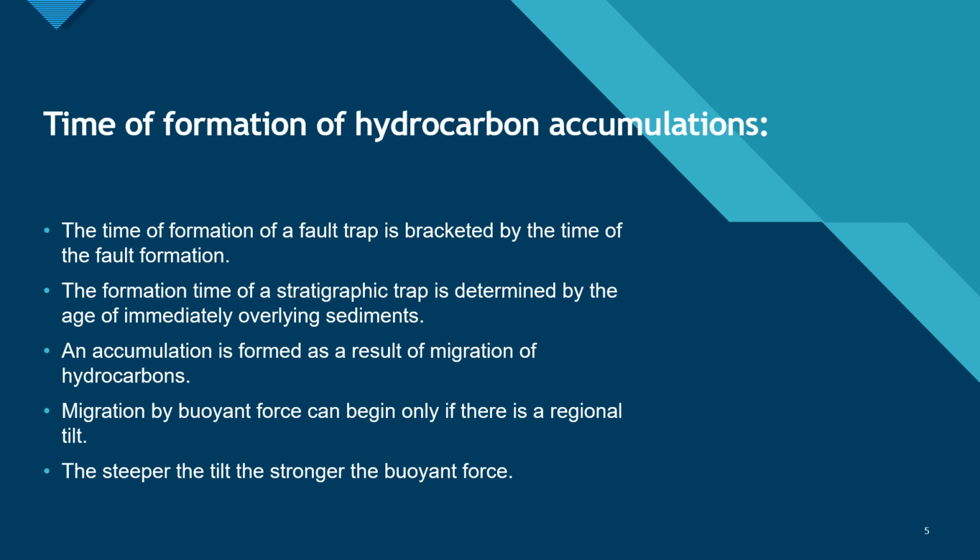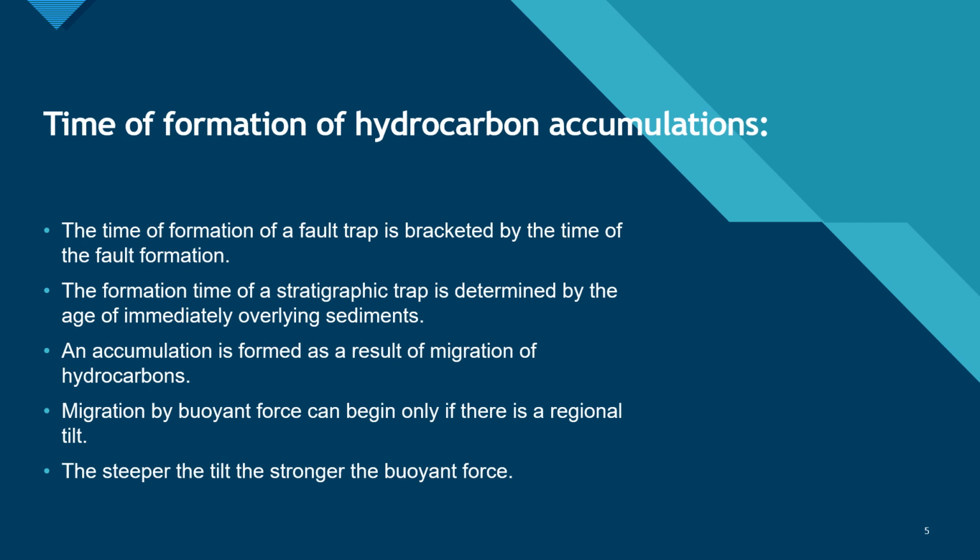The formation of a stratigraphic trap is determined by the age of overlying sediments, the sediments on top of it. Similarly, in a fault trap, the time of formation is bracketed by the time of fault formation, when the fault happened. If the hydrocarbon accumulated earlier than that, we won't find any hydrocarbon accumulation in that specific trap. If we already have a trap formed there, then the hydrocarbon migrating comes and is stored in that trap. So the point is that we can't have accumulation of hydrocarbons before the formation of a trap.